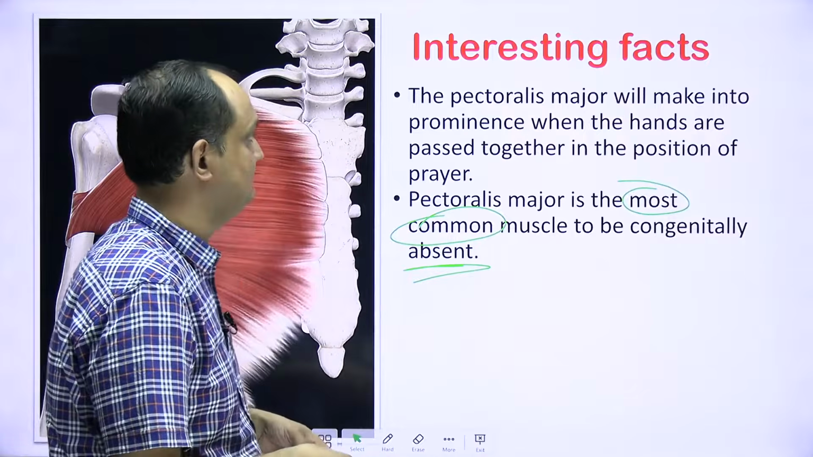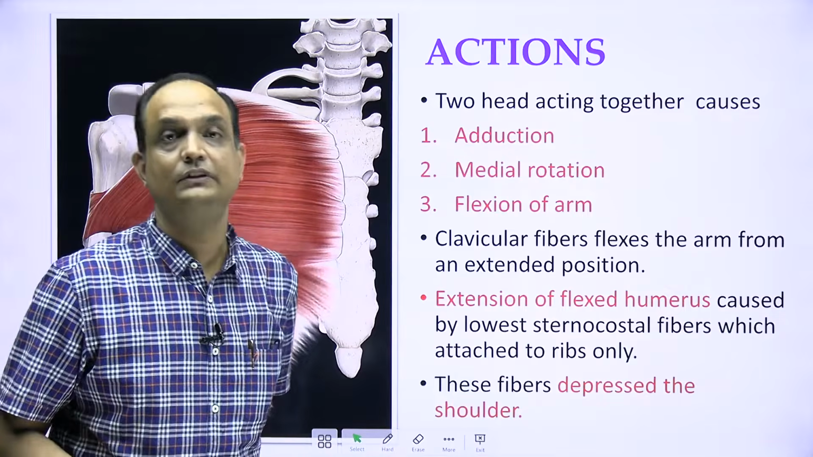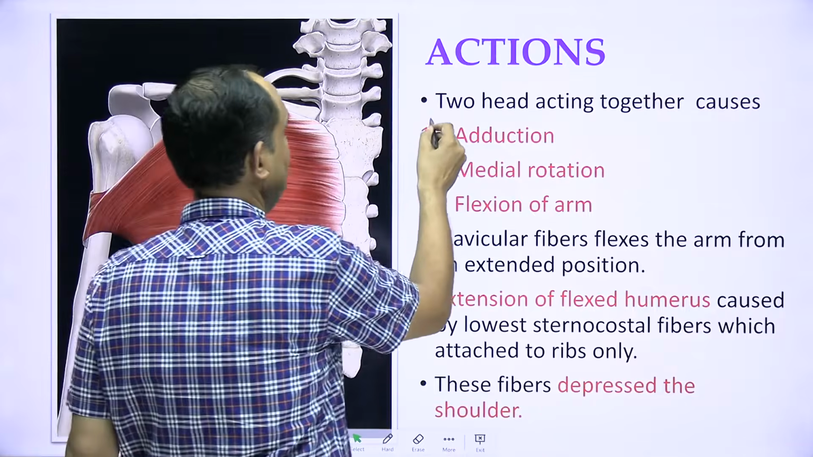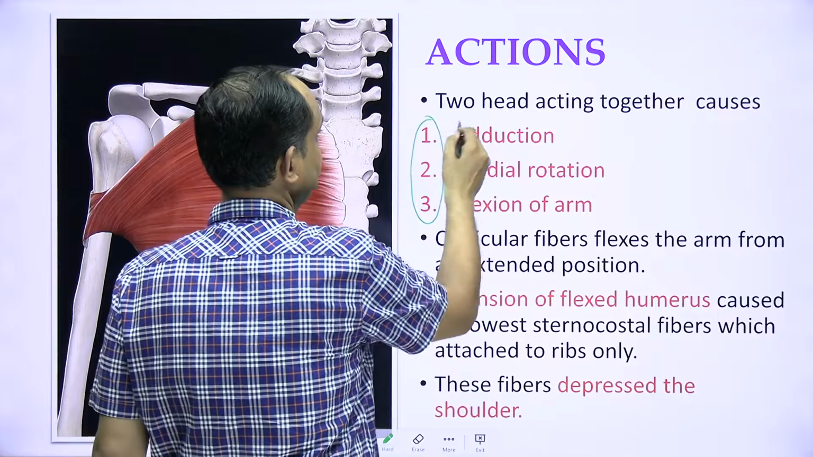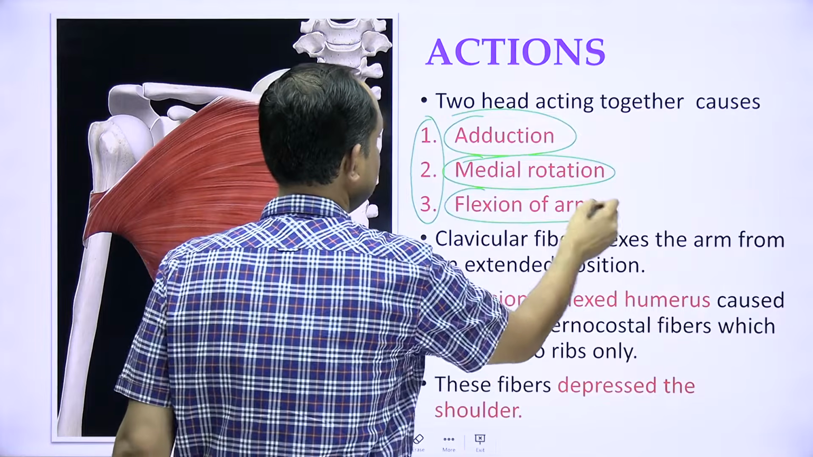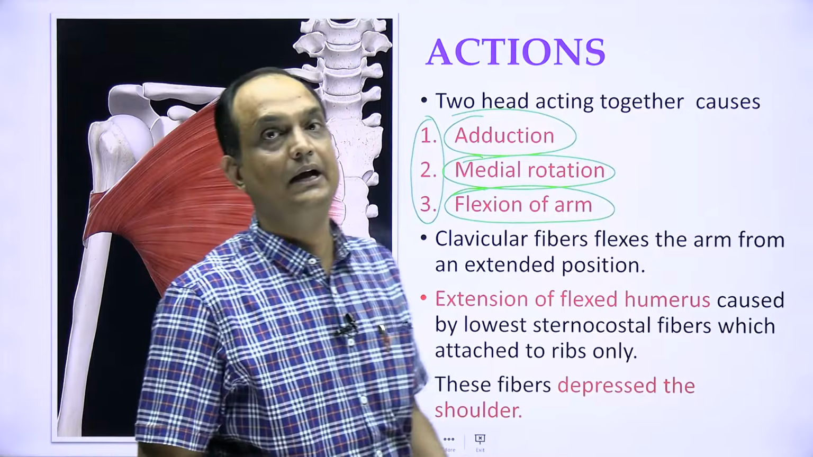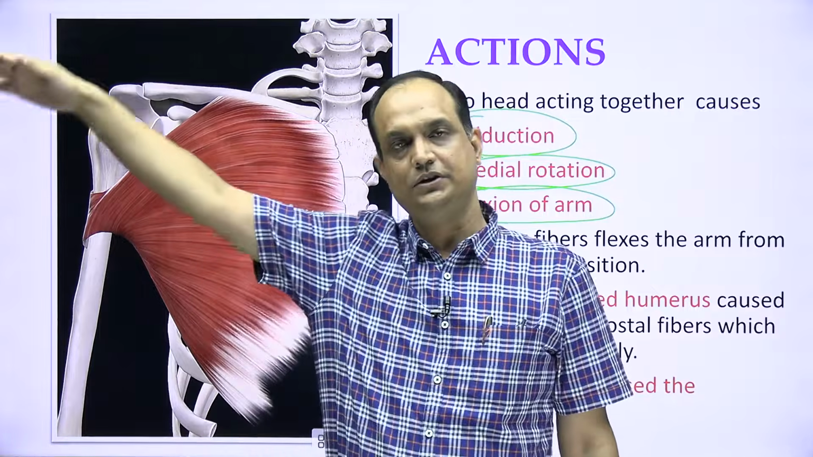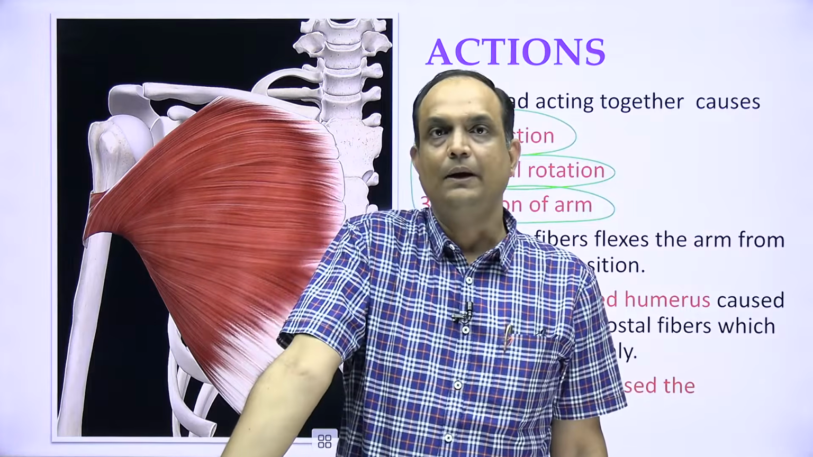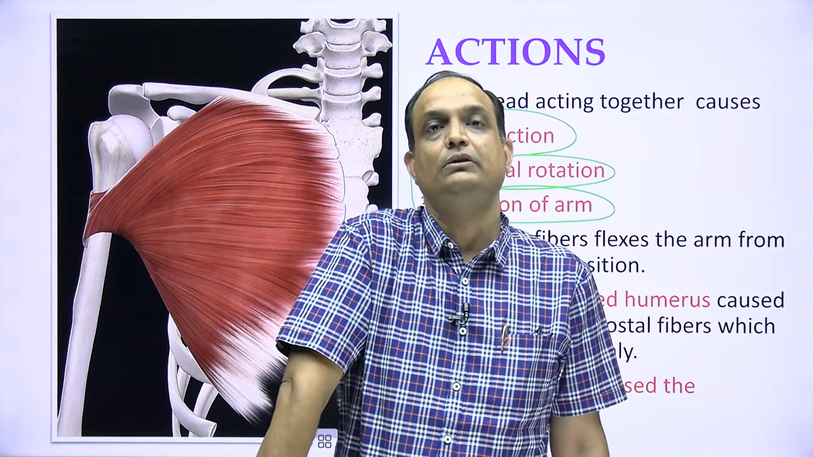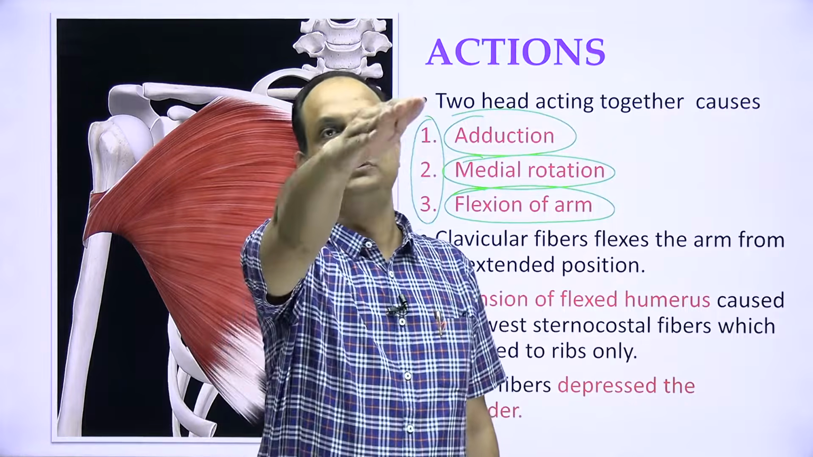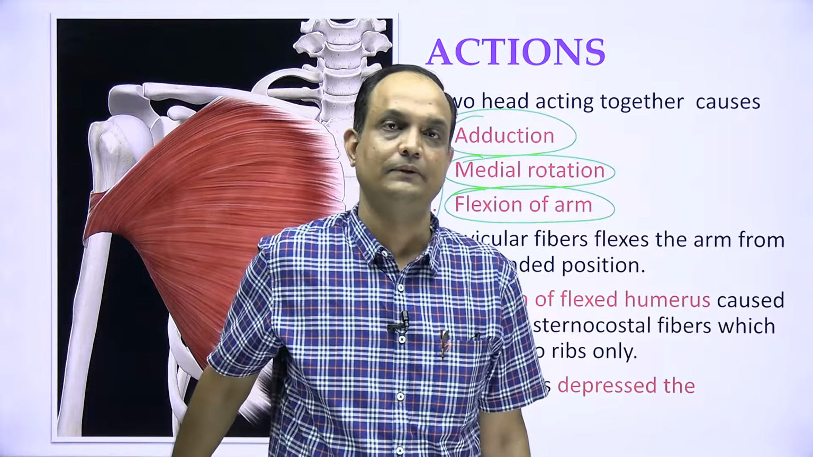Then what next is, what are the actions of this muscle? Now this muscle shows three actions when it acts as a whole. One is adduction, second is medial rotation, and third is flexion of arm. Now what do you mean by adduction? This is your abduction and this is your adduction. When your upper limb is going inside, this is your medial rotation. And what is flexion? This is the flexion movement, this is the extension movement.